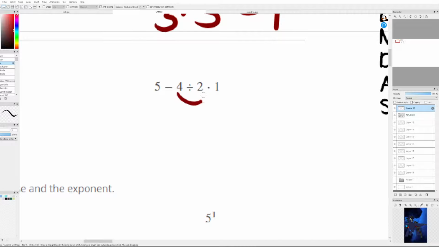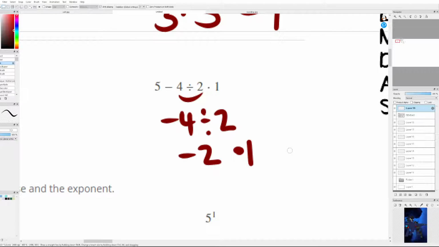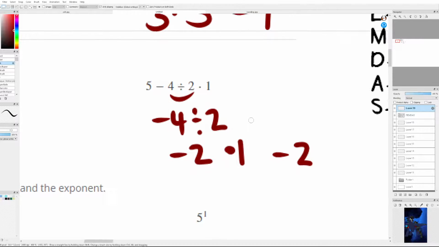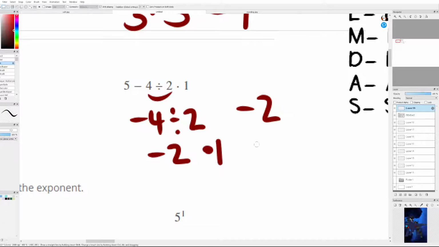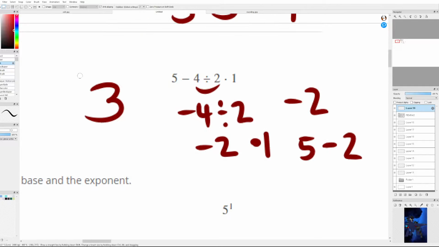This one is an example of order of operations. So we see this first. -4 divided by 2 is going to equal -2. And then times 1 is going to give you -2 still, because anything times 1 is itself. And then we have 5 minus 2, which is going to give us 3. So our answer is going to be 3 in this case.